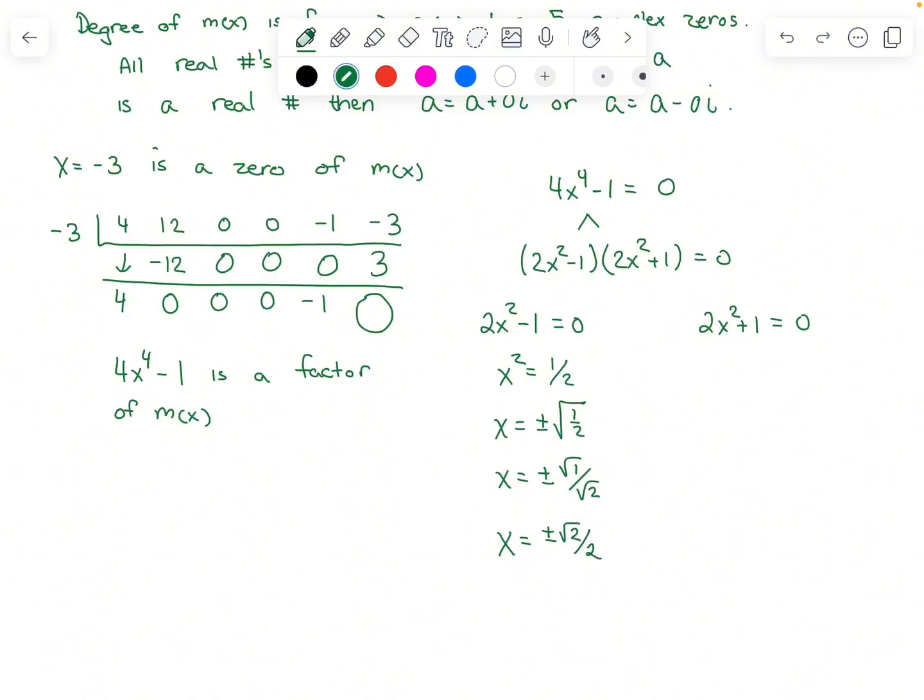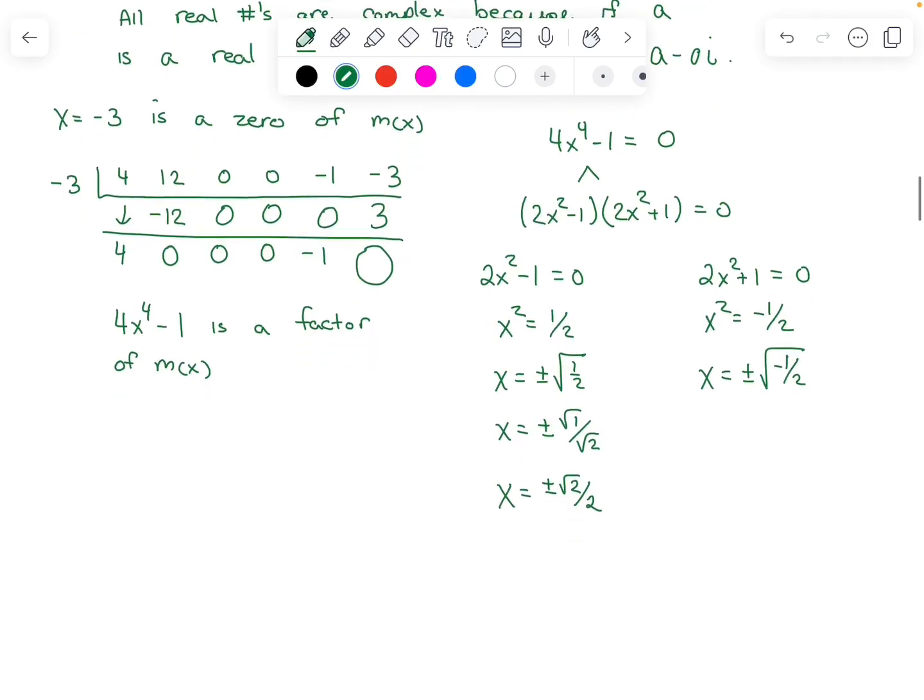Solving the equation on the right, if 2x squared plus 1 is equal to 0, this implies that x squared is equal to negative 1/2. So x is equal to plus or minus the square root of negative 1/2. So x is equal to plus or minus the square root of negative 1 divided by the square root of 2. And if you rationalize the denominator, we have plus or minus i times the square root of 2 divided by 2. And the i came from the fact that we have the square root of negative 1 in the numerator.